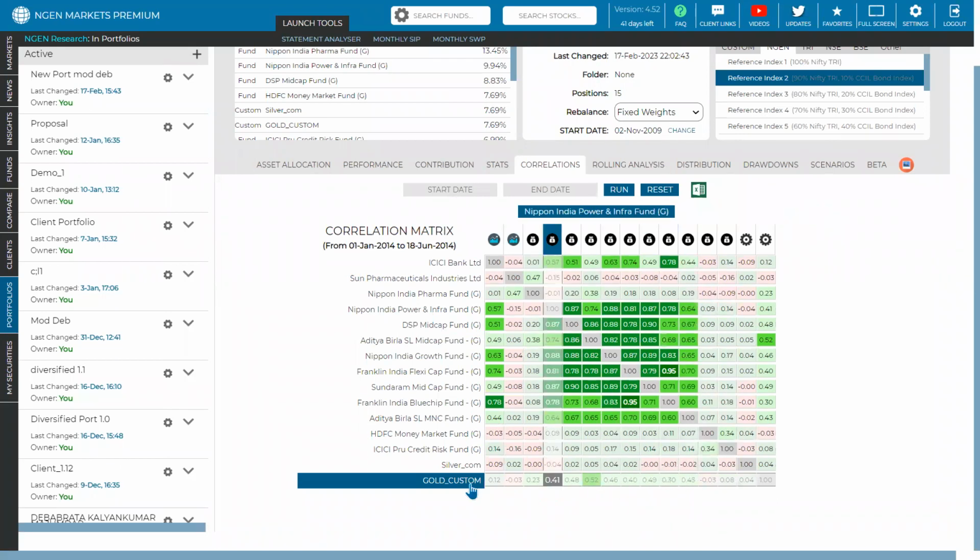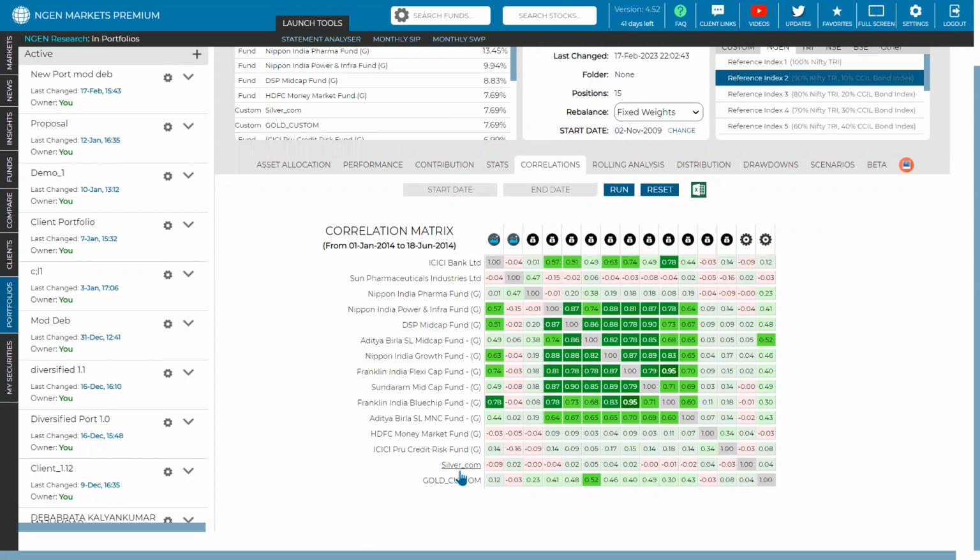Now, these data sets are not the true data sets which I've added, but you can add any particular set of commodities in our system and then analyze them in one single go, right? So that's how this works for the correlations analysis.